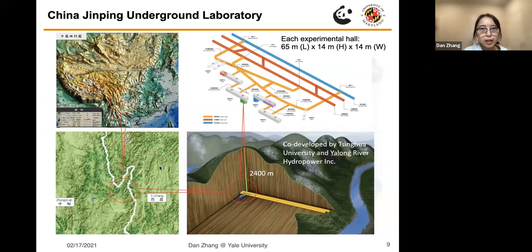Here is the location of the lab site. The lab itself is located in Sichuan province, around the middle of China, along a very beautiful river called the Yalong River. And this is the mountain, the Jinping Mountain, which shields the cosmic rays. The PandaX-4T experiment happened at this green cell site located right in the middle of the tunnel.